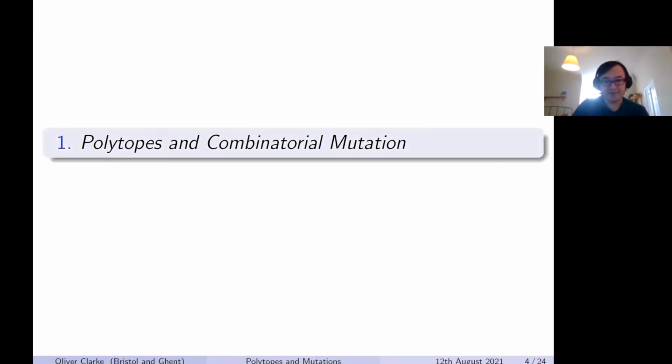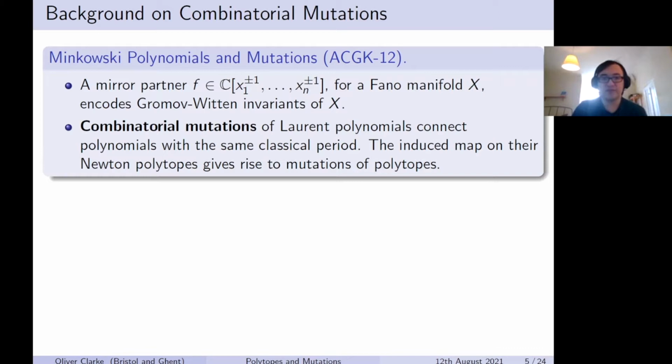Okay, so let's begin with polytopes and combinatorial mutation. A little bit of background first. Where did combinatorial mutations come from? In 2012, this is work by Akhtar, Coates, Galkin, and Kasprzyk, when they were looking at classifying Fano manifolds using mirror symmetry. You can take a Laurent polynomial f, and we say it's a mirror partner if a Taylor expansion of its classical period coincides with a generating function for some Gromov-Witten invariants for X.